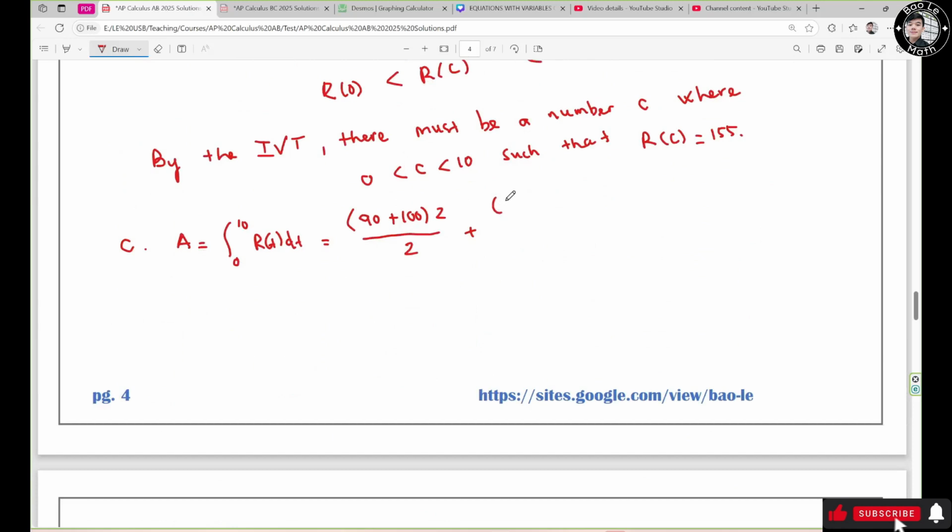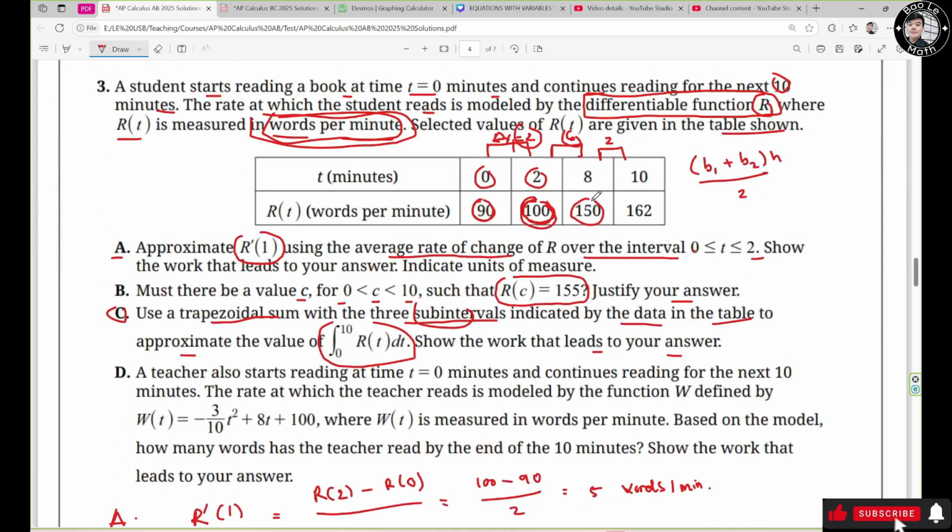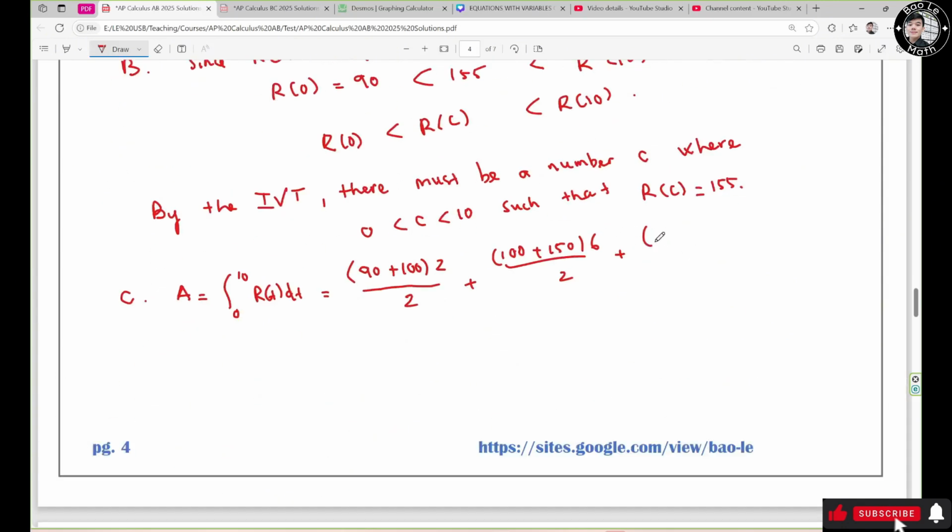So it could be 100 plus 150 times 6 divided by 2. Now plus the third one, 150 plus 162 times 2 divided by 2. That gives 190 plus 750 plus 312. Then the final answer must be 1252 volts.